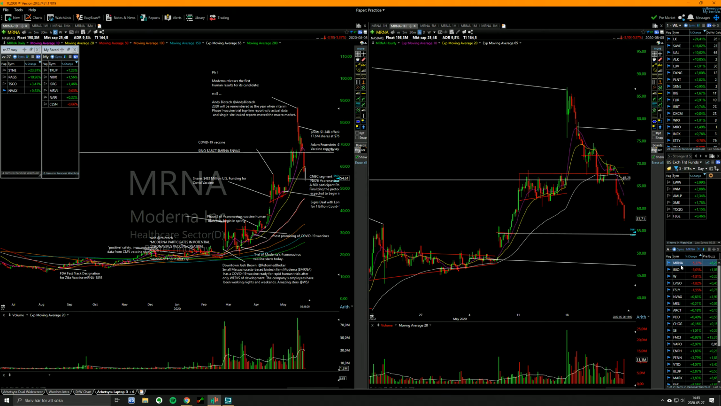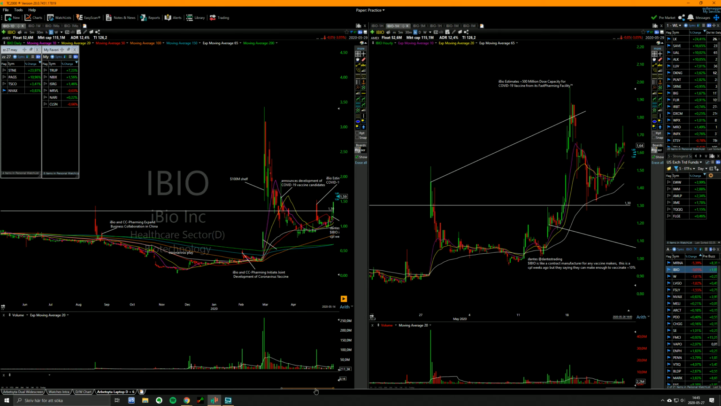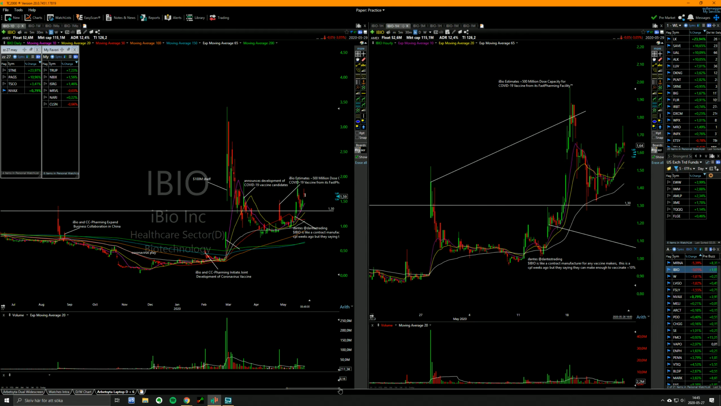So MRNA. IBIO, this is a stock I've been long for a while. This is also like a range break. This is a small, tiny stock I'm long because it's a theme stock. COVID-19 is right now the theme. The COVID-19 vaccines are a very hot theme right now.